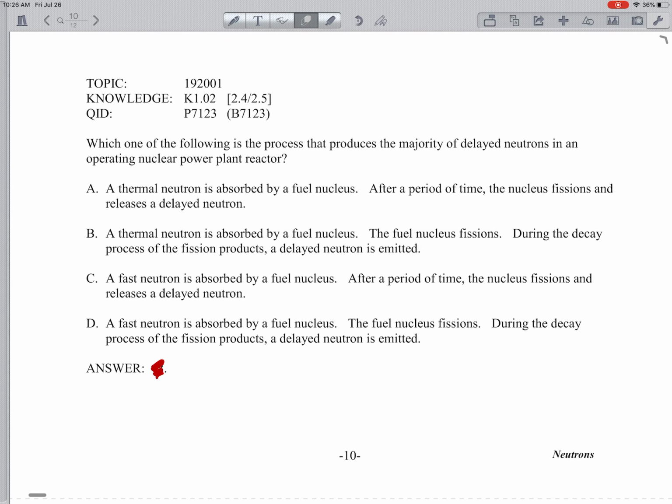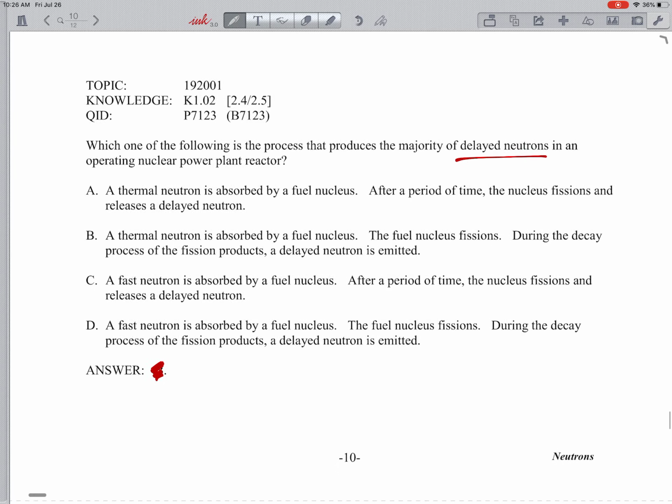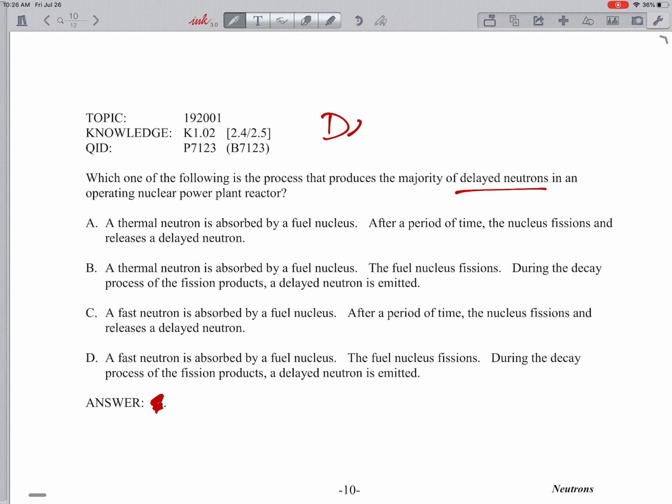Which of the following is a process that produces the majority of delayed neutrons in an operating nuclear power plant? Process that produces the majority of delayed neutrons. So, definition time. A thermal neutron is absorbed by a fuel nucleus, yeah. I don't think it matters whether it's thermal or delayed. After a period of time, the nucleus fissions and releases a delayed neutron.